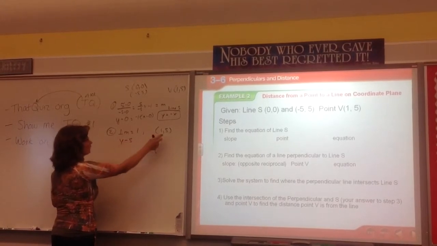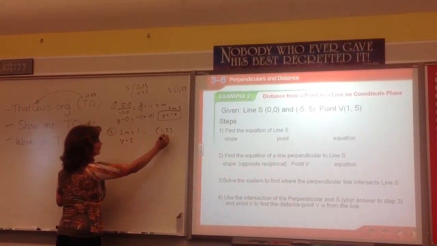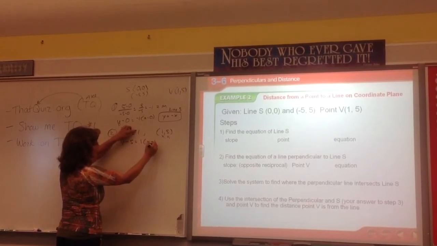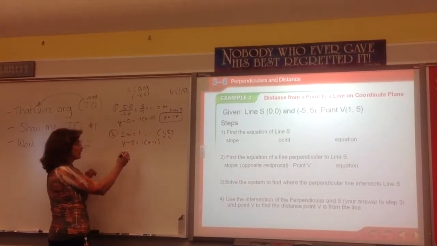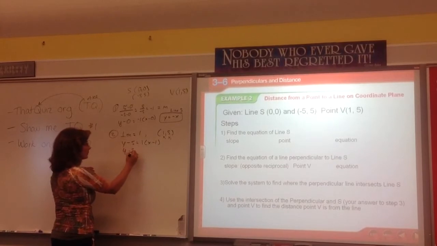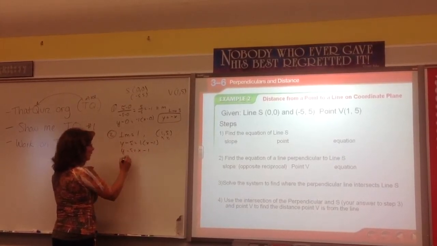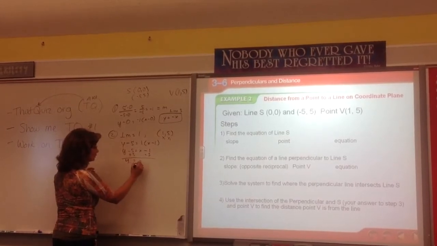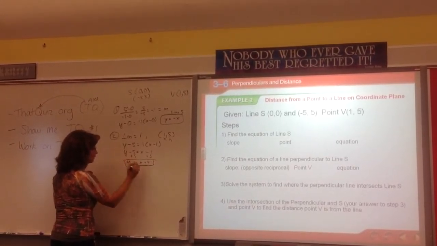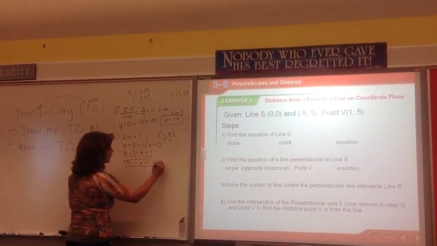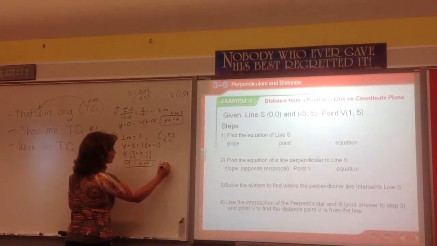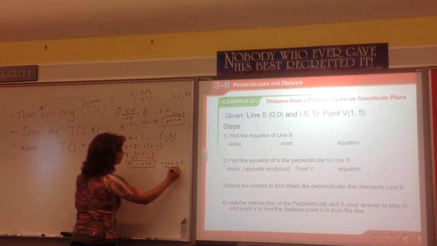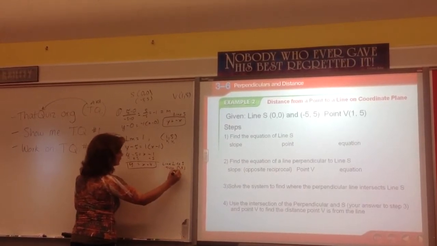Y minus 5, remember it's the y coordinate, think of this as x sub 1, y sub 1, equals the slope times x minus x sub 1. Simplify that to slope-intercept form. Add 5. And this is a line perpendicular to S through (1, 5).